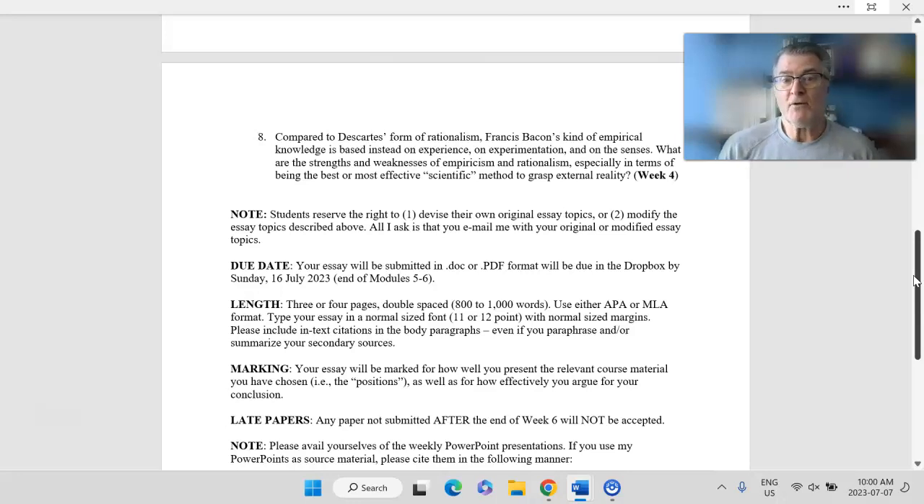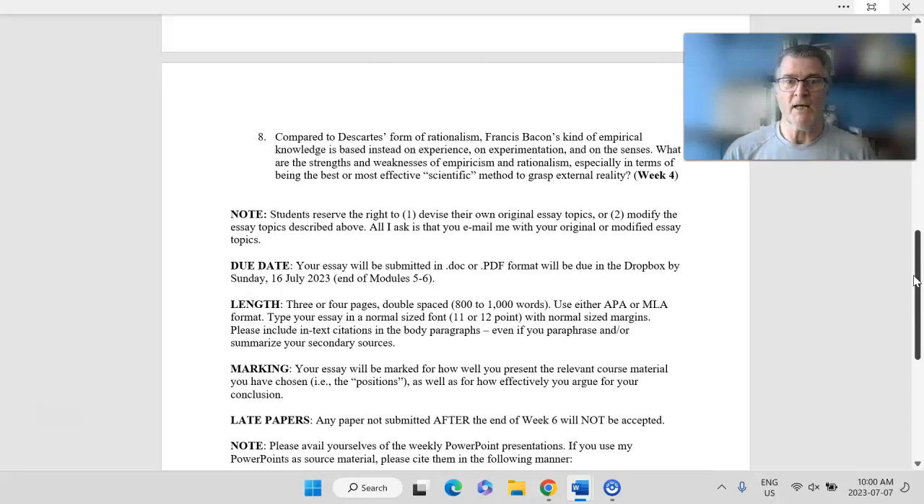The length of the paper is 3 or 4 pages, double-spaced, 800 to 1,000 words. You can use either APA or MLA format. Be consistent. Normal size font, 11 or 12. Don't make it any smaller because I won't be able to read it, and don't make it huge either. But 11 or 12 is certainly very standard. Normal size margins, all those things are already built into your document or your software, so don't worry about that.